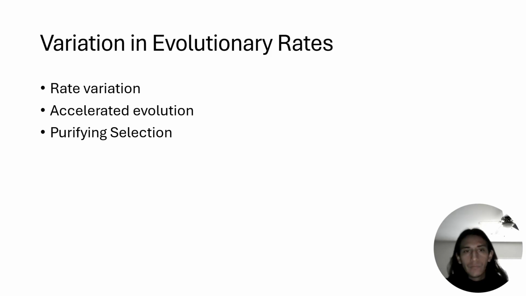Variation in evolutionary rates. It can vary across different lineages, genes, and genomic regions. Accelerated evolution occurs when a gene or genomic region experiences an increased rate of evolution compared to other regions. Purifying selection acts to remove deleterious mutations from a population, resulting in a reduced rate of evolution.